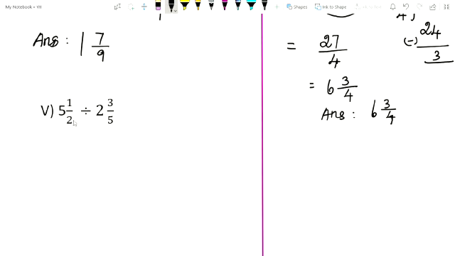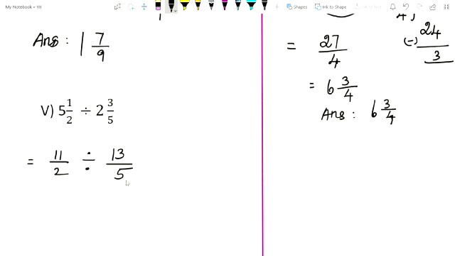5 into 1 by 2 divided by 2 into 3 by 5. Here both the numbers are in the form of mixed fractions. So first you convert into improper fractions. So 2 5s are 10, 10 plus 1, 11 by 2, divided by 5 2s are 10, 10 plus 3, 13, 13 by 5.